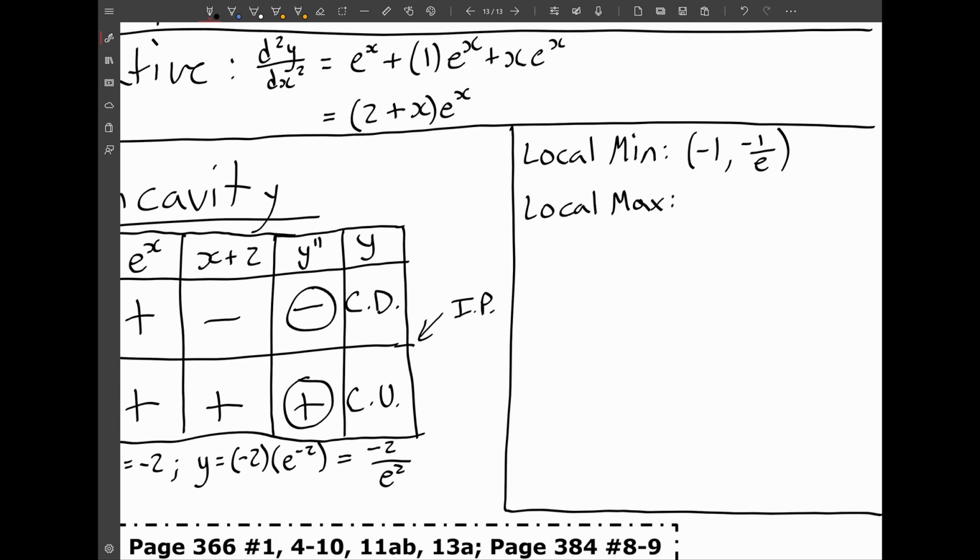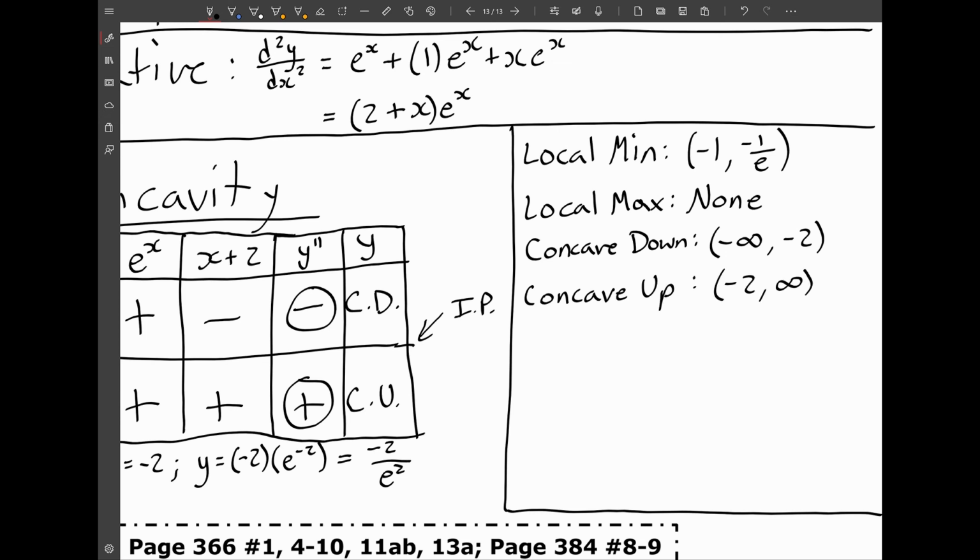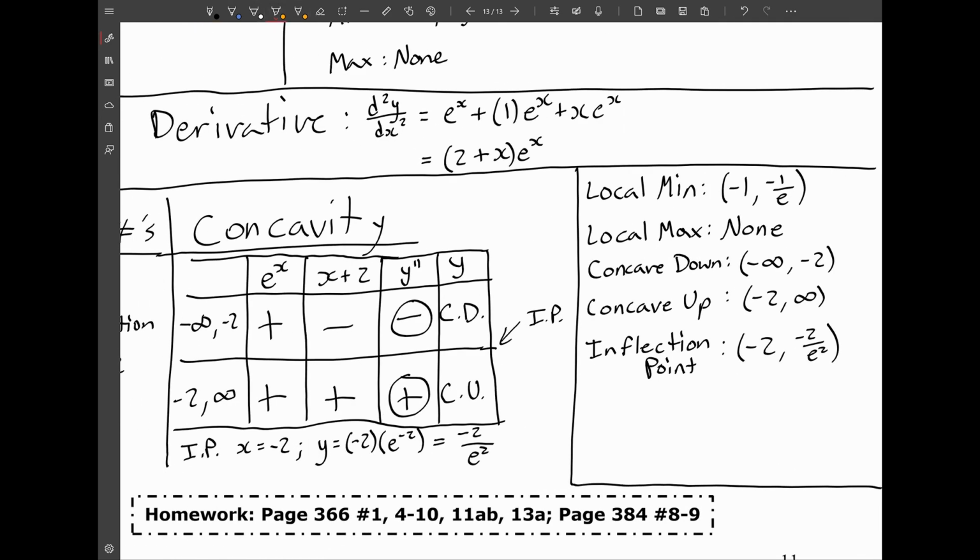Our local max, there isn't one. No local max. Concave down, our interval of concavity for concave down is from negative infinity to negative 2. And our interval of concavity for concave up is from negative 2 to infinity. And our inflection point is then going to be negative 2, comma, negative 2 over e squared. And that is our answer.